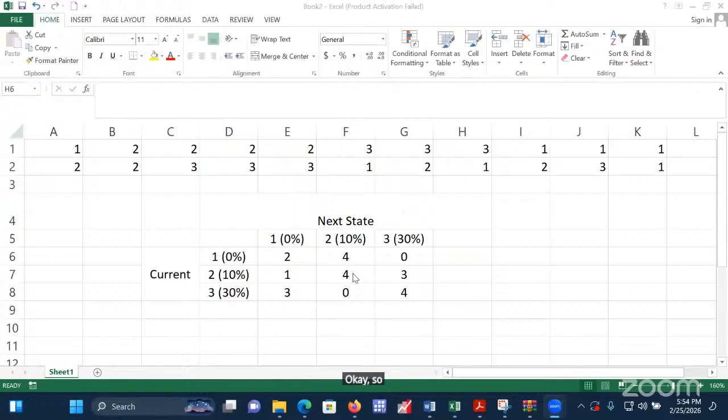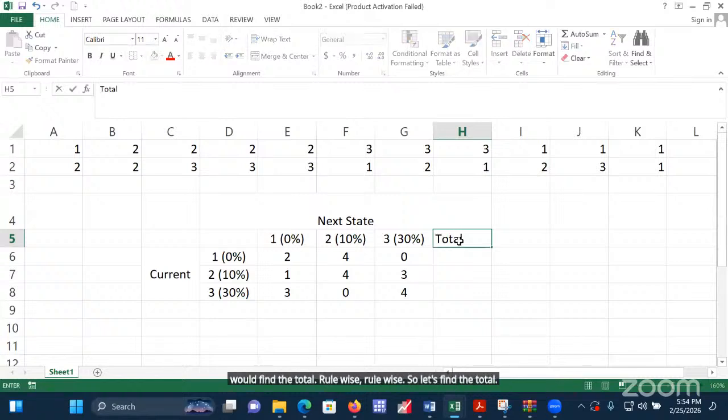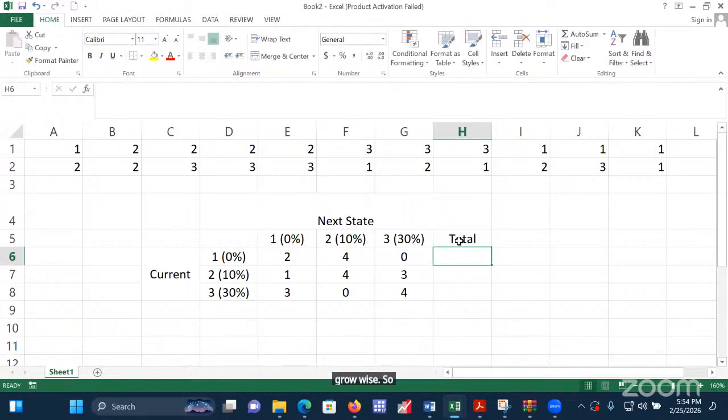Okay, so let's continue. For us to calculate the probability, we'll find the total row-wise. So let's find the total row-wise. We just add up row-wise, and then we get our total.